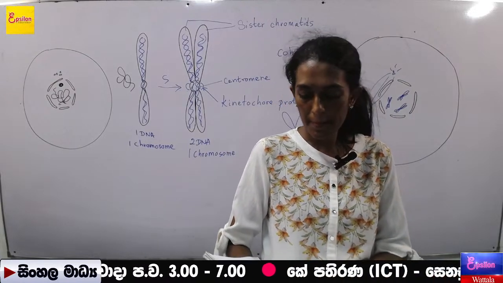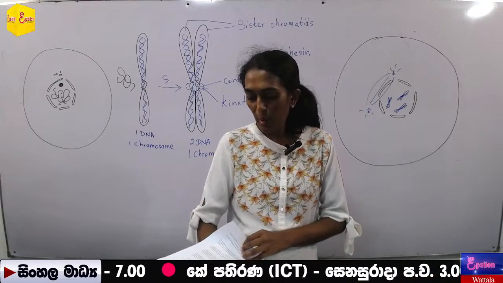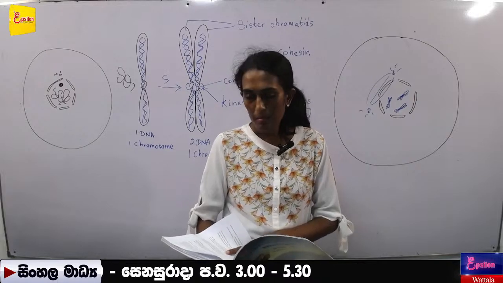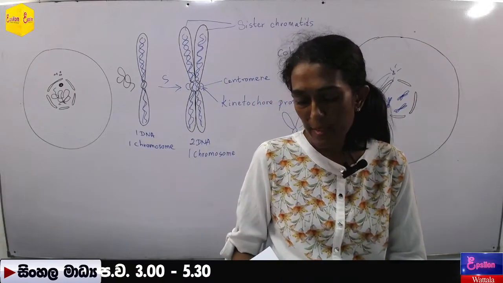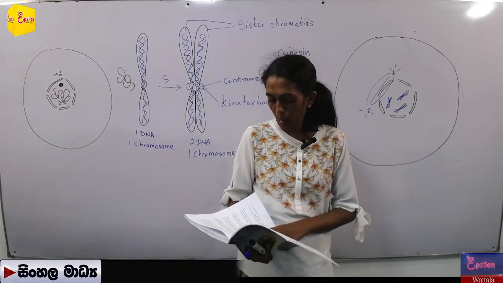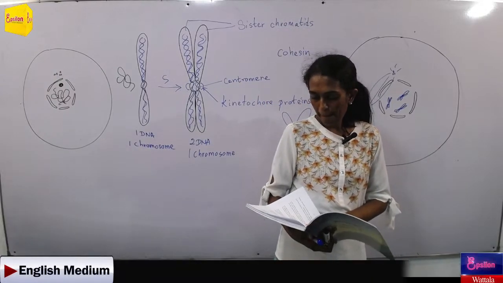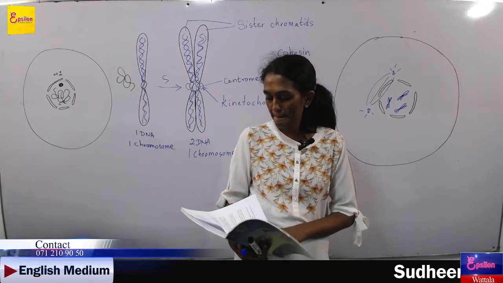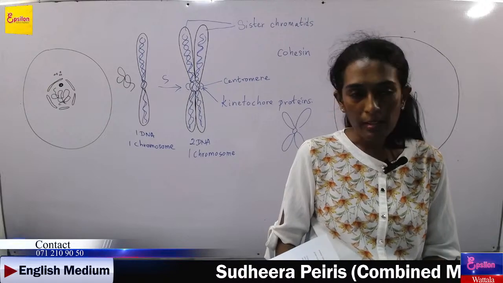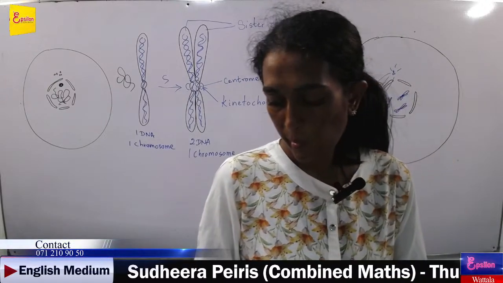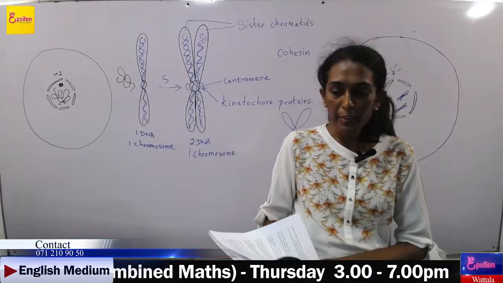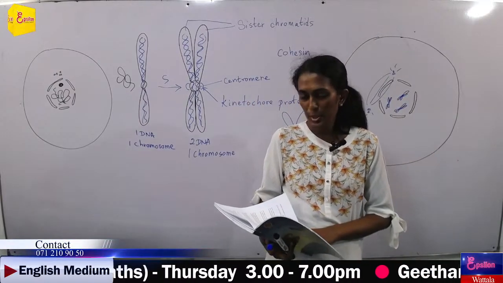Next one, centrosomes move towards the opposite poles of the cell due to lengthening of microtubules between them.